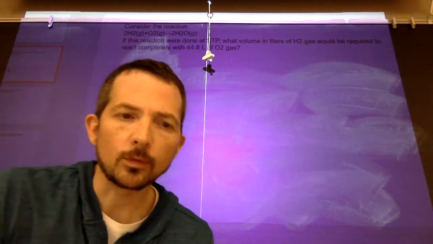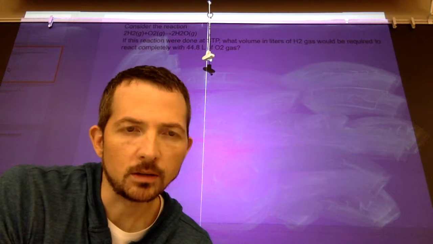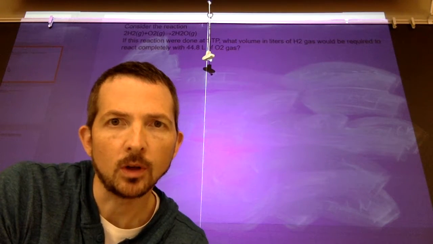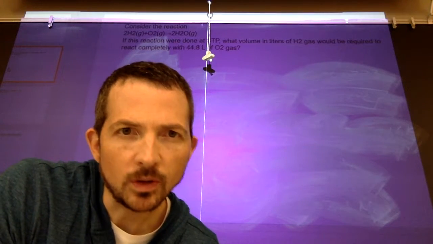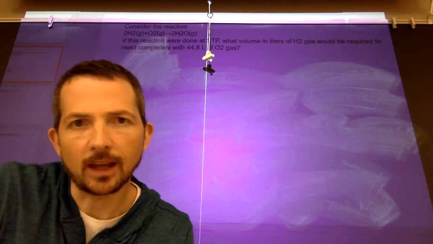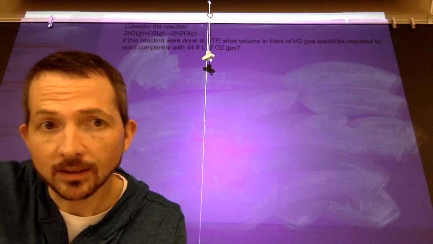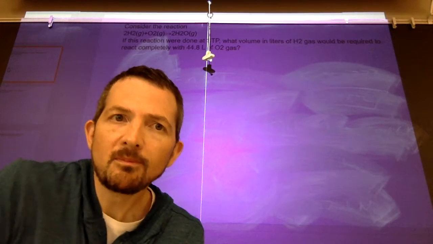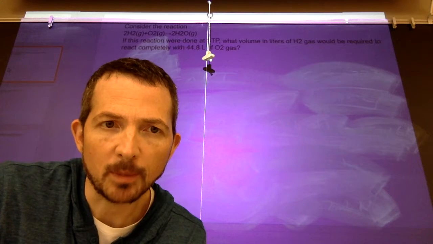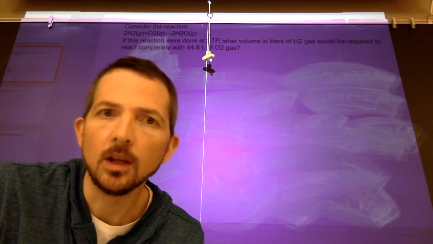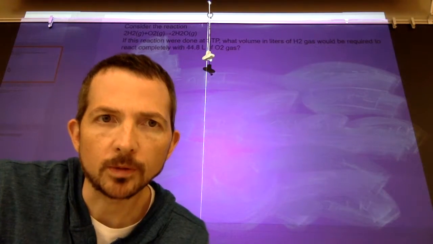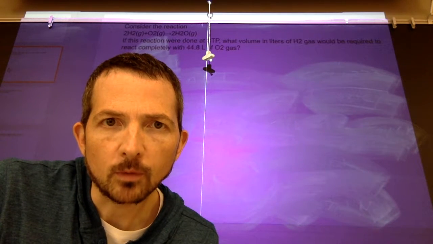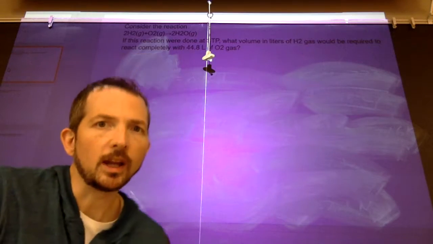And so I want to go from one compound to another compound. I'm given what volume of H2 gas will I need if I have this amount of O2 gas. To go from one compound to another compound, I have to use a mole ratio from my balanced equation. So I need to know the number of moles. I'm going to start with what I'm given, react completely with 44.8 liters of O2 gas. I'm going to start with that.